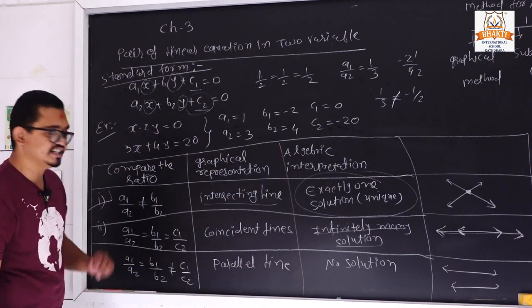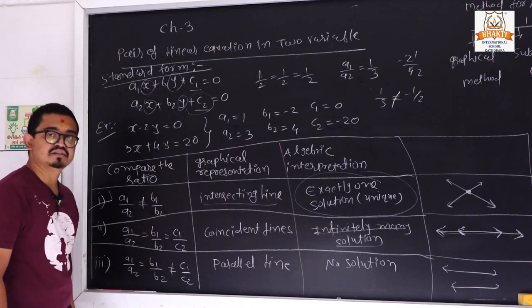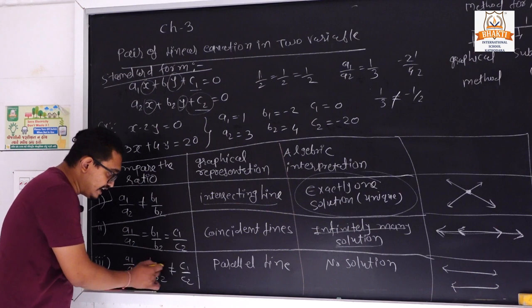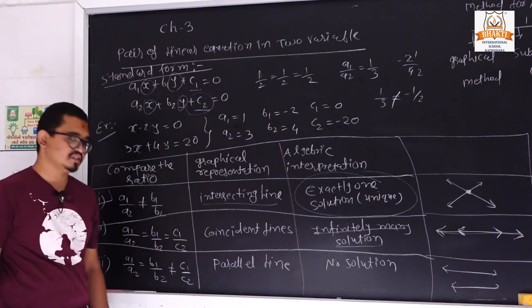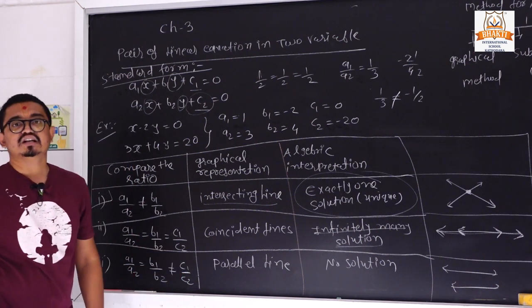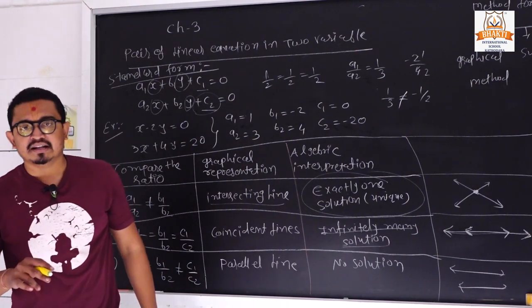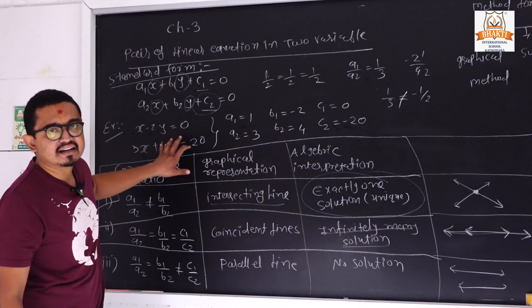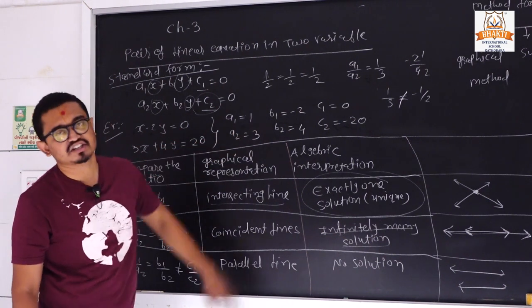And now the last condition, the third condition: a1 upon a2 is equal to b1 upon b2, but these are not equal to c1 upon c2. So this is our third condition. From these points we can directly see the condition first of all.